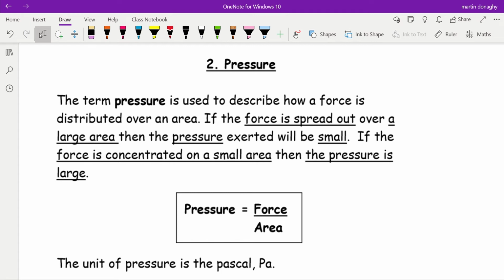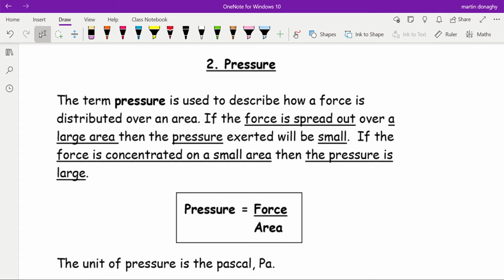Okay, so if we have a large pressure, it either means the force is large or else it's concentrated in a very, very small area. If we have a low pressure, either the force must be small or else the force must be spread out over a very, very large area. Okay, so a large area makes the pressure smaller and a small area makes the pressure larger.